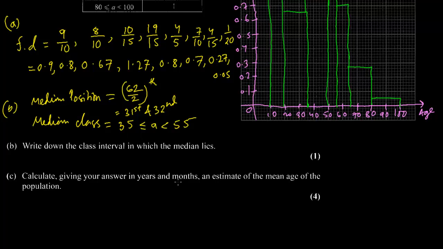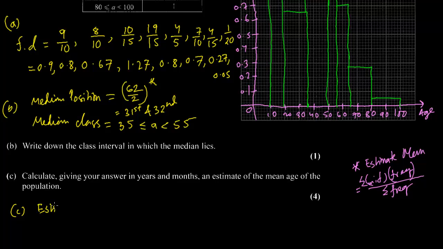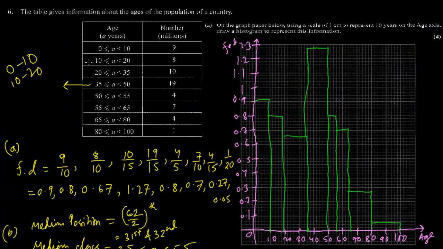Since the data is grouped data, there is no exact data, so we find the estimate mean, and the estimate mean is found using a rule. The estimate mean equals the midpoint into frequency: we add up all the midpoint into frequency, divided by the total frequency. So that is going to give us the estimate mean. Now we know the sum of the frequency is 62. So now we have to find the midpoint. So let's calculate the midpoint.